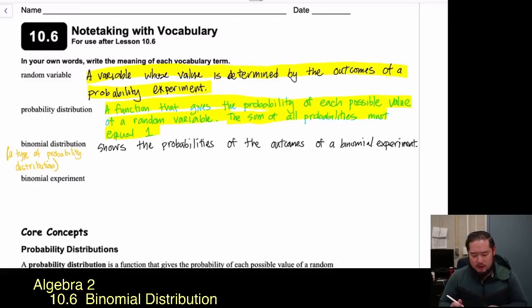For our third term right here, we have binomial distribution. This shows the probabilities of the outcomes of a binomial experiment. Binomial distribution, I have right here in parentheses, is a type of probability distribution. So what is a binomial experiment? We'll get to that coming up pretty quickly. It'll be in our core concepts, the second one that we look at.